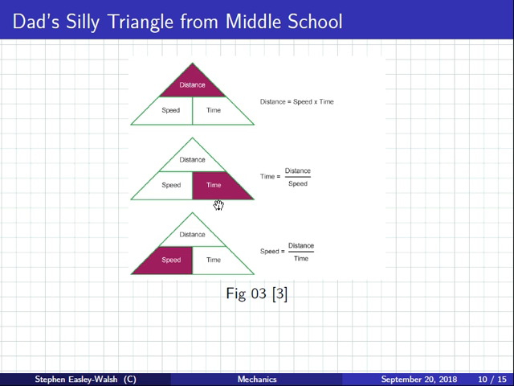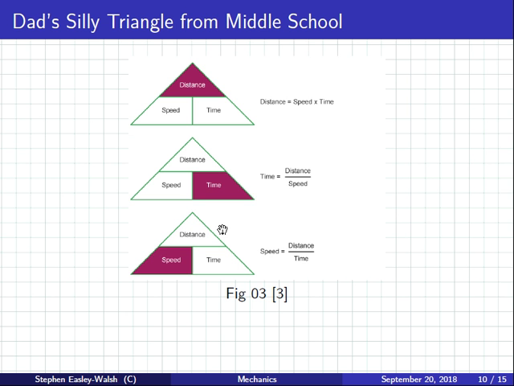Now, you maybe saw this triangle in middle school. It's called distance, speed, time. So if you want the distance, it's speed multiplied by time. If you want the time, it's distance over speed. And if you want the speed, it's distance over time. Have you seen this before?